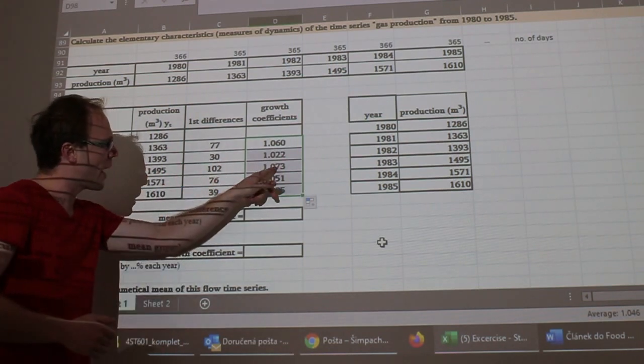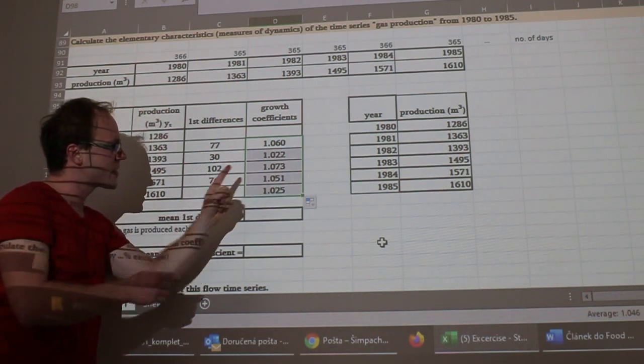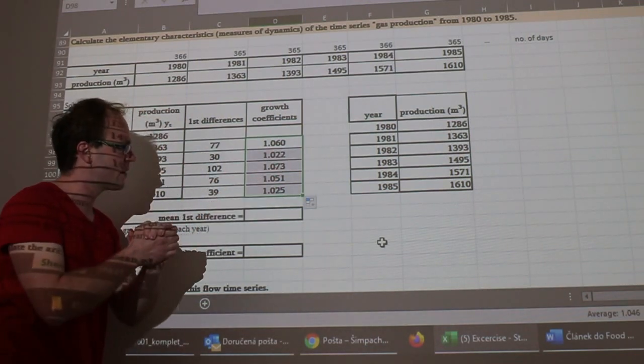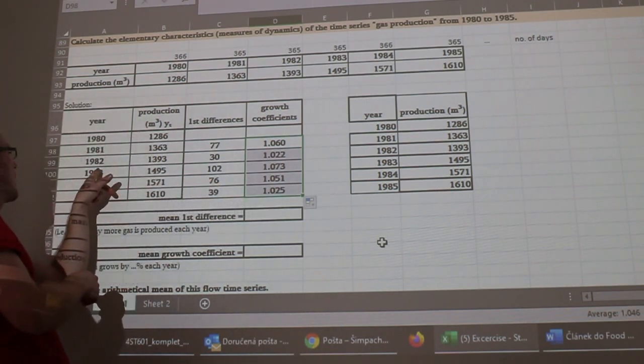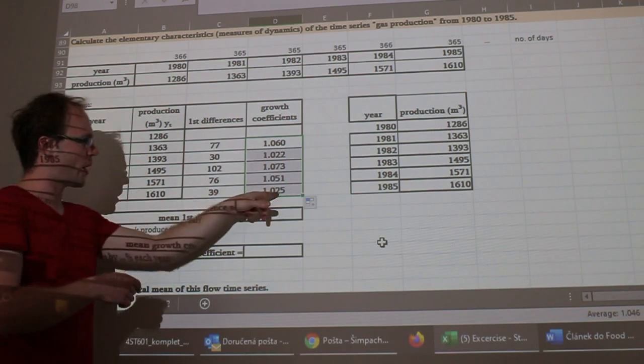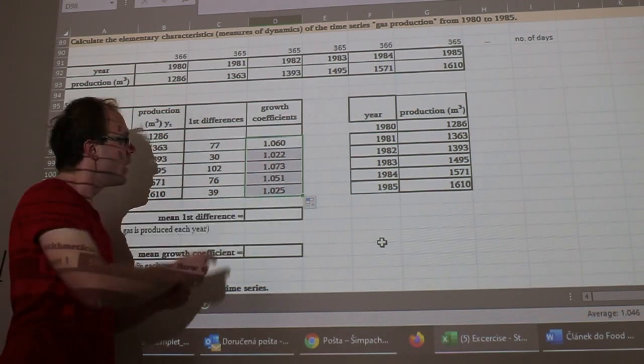cubic meters of gas. In relative expression, this is 7.3%. Yes. 5.1% increasing between year 1983 and 84, and 2.5% is the last value.